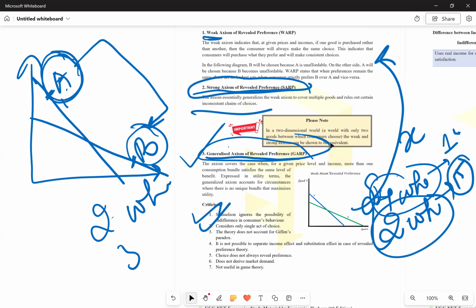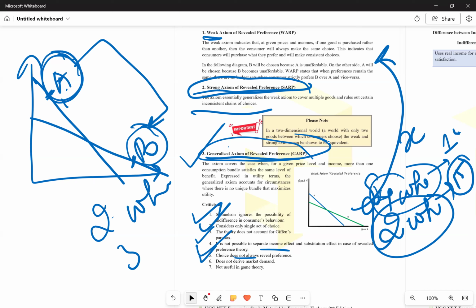Okay. Then we are not talking about the Giffen paradox at all in this case. We have not even considered this. And we are not able to separate the income and substitution effects here. We are not talking about prices at all. We are just talking about a consumer's budget. That's all. And the choices do not always reveal the preference. It is not always true.